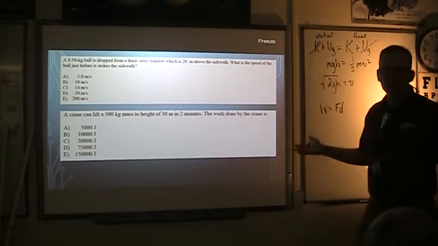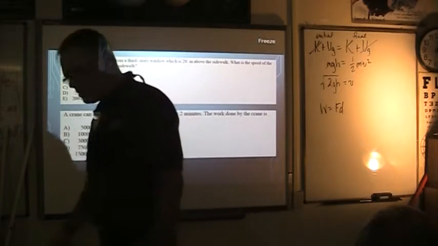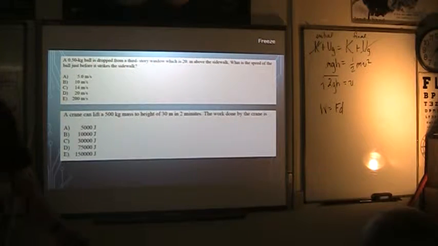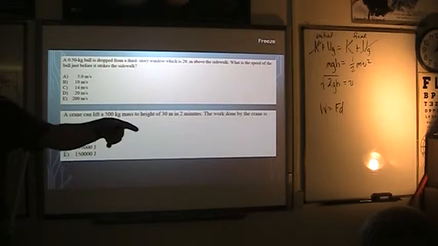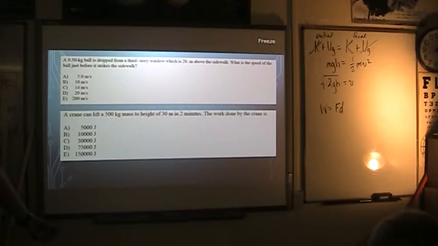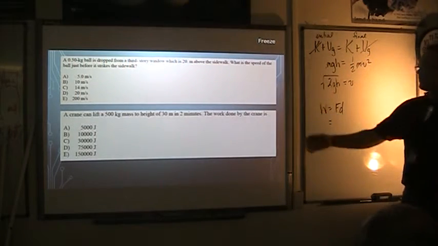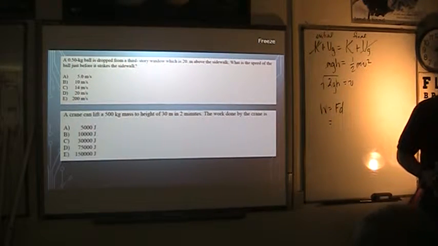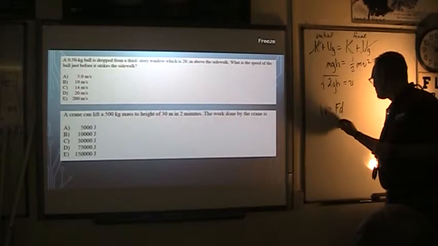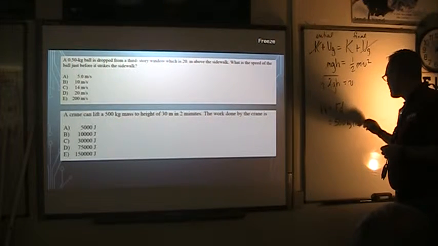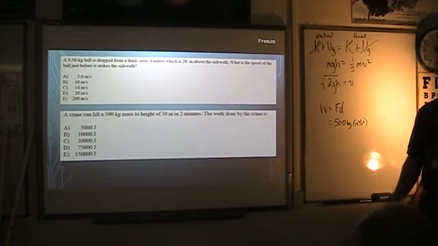What extra information are we given that we don't need? Time. Time doesn't matter here. If we were solving for power, it would. Good. If we're solving for power, like yesterday's lab, it is. So, what is the force? 500 times 10, so 5,000. 500 kilograms times 10 meters per second squared. That gives me my weight.